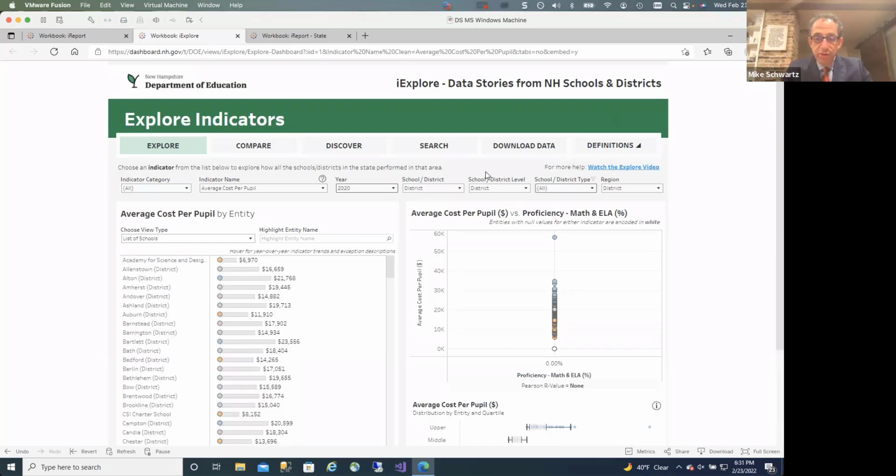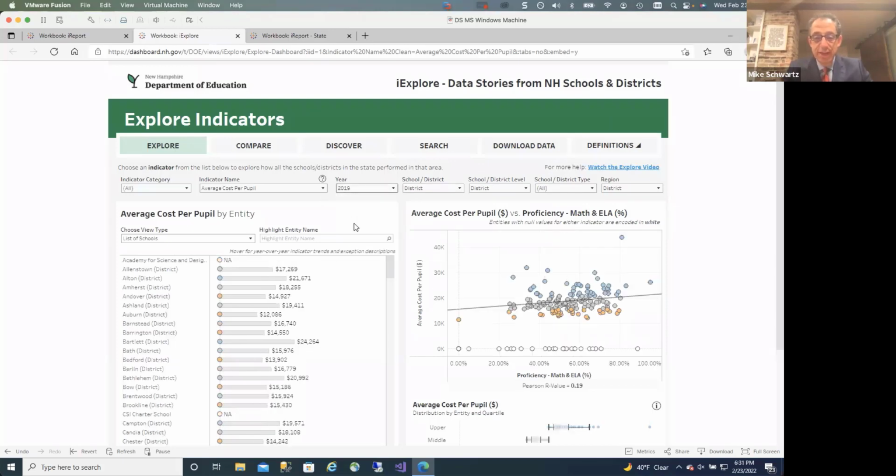Let me actually change years, and I'm going to have us look at 2019. In 2020, we didn't have achievement. We didn't take the state assessment test because of the pandemic. And that's why this graph to the right was looking a little funny, because there weren't any achievement data. But now looking at 2019, I want to explain what this graph on the right shows.